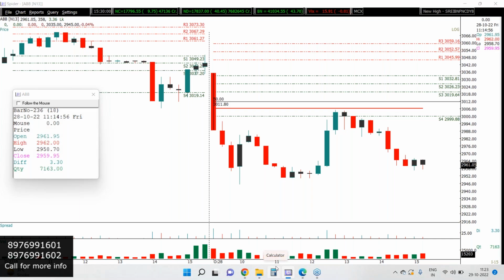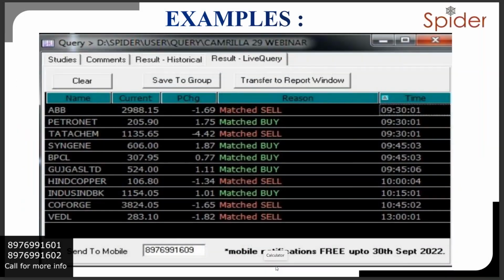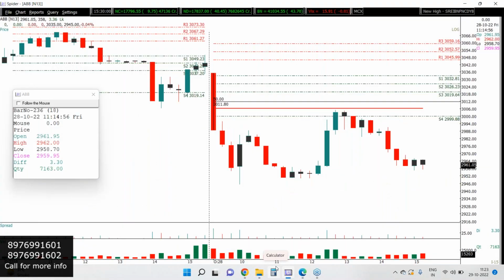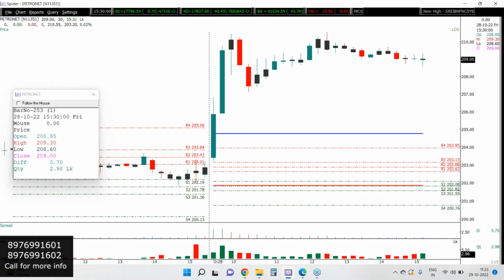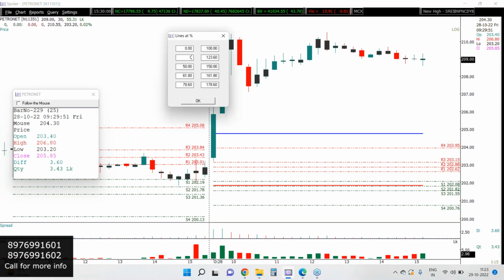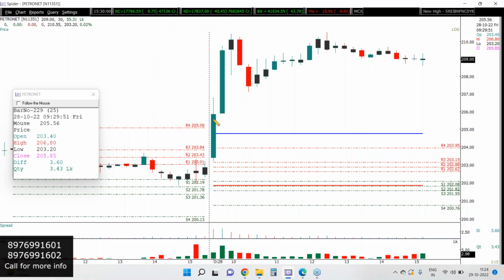Okay, now the second example is Petronet. So here Petronet. Same way, because when you trade on the day's first candle, it is always a long candle, so you can take the retracement of that candle. Again I'm taking 50% because I can see this candle is more than 1.5%. So I can simply take the retracement of this candle for managing the risk.